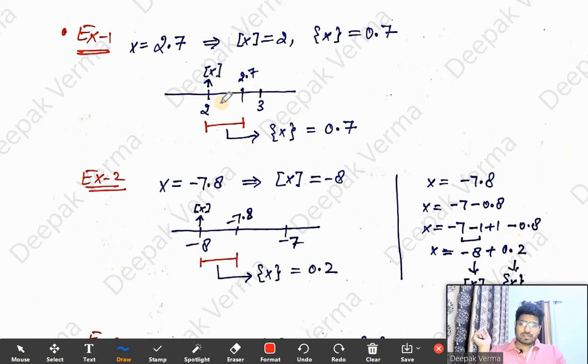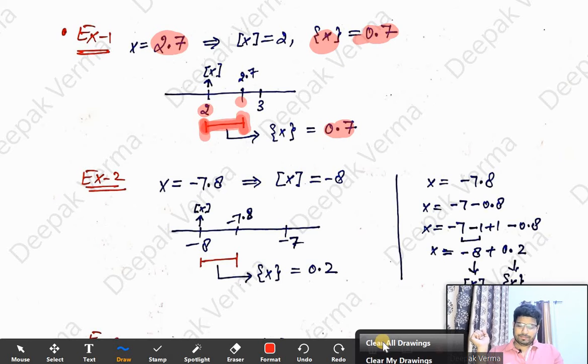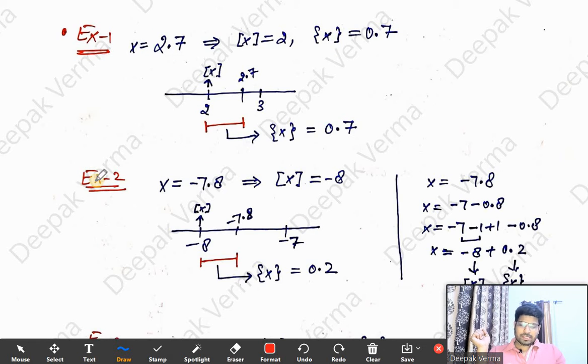And if we talk about the fractional part, as we said earlier, it's the distance between the number and its integral part. The number is 2.7, and its integral part is 2. Then the distance between 2 and 2.7, you can find it out yourself. So this comes out to be 0.7. Got it? So the fractional part is 0.7. I hope it is clear.